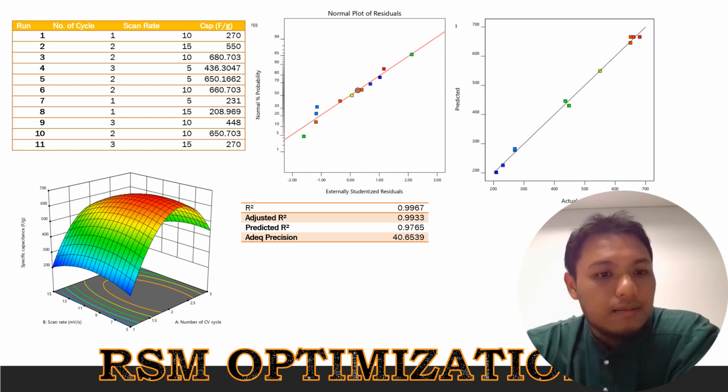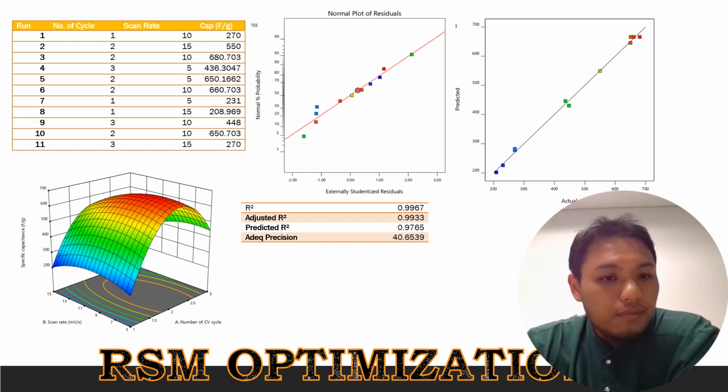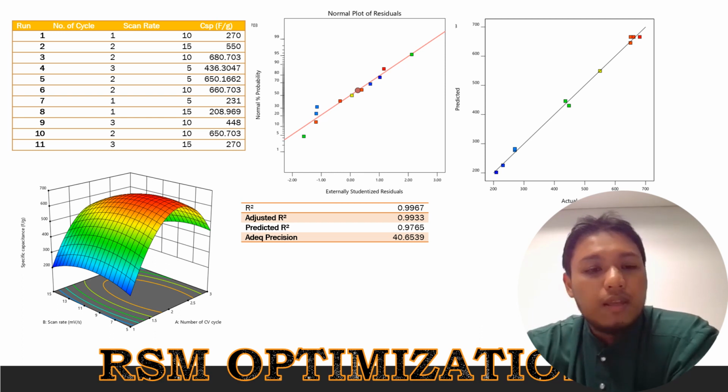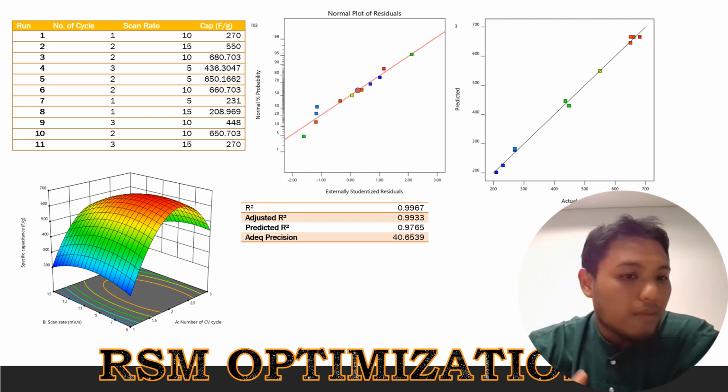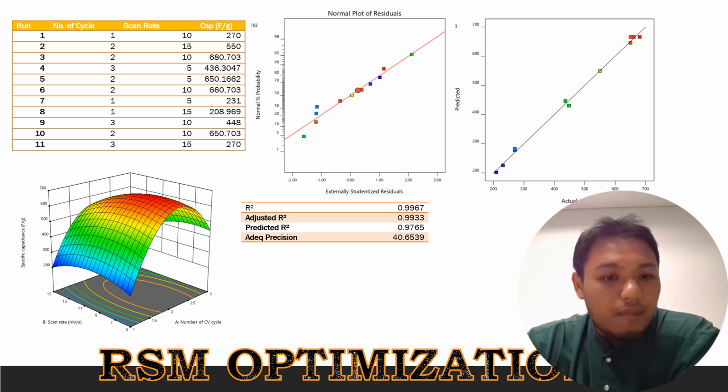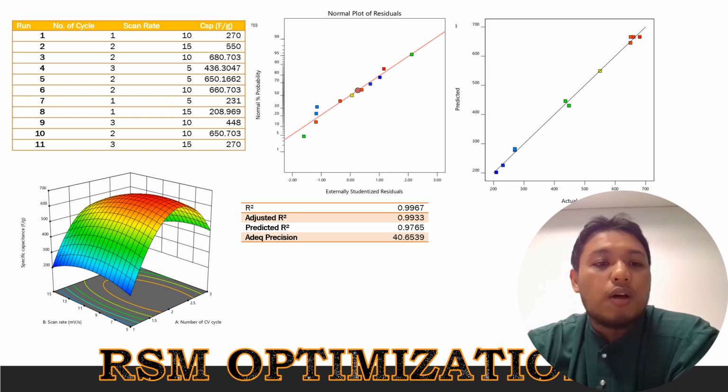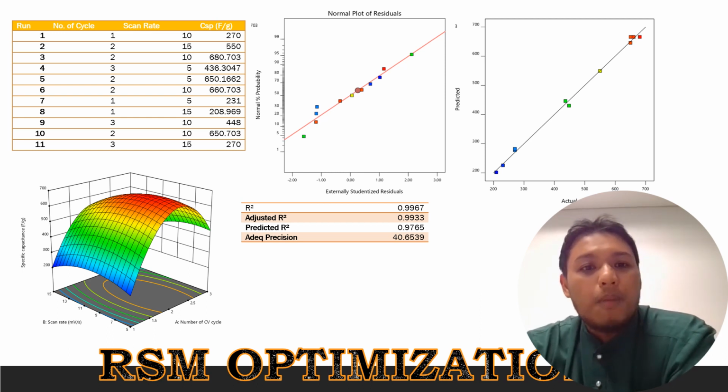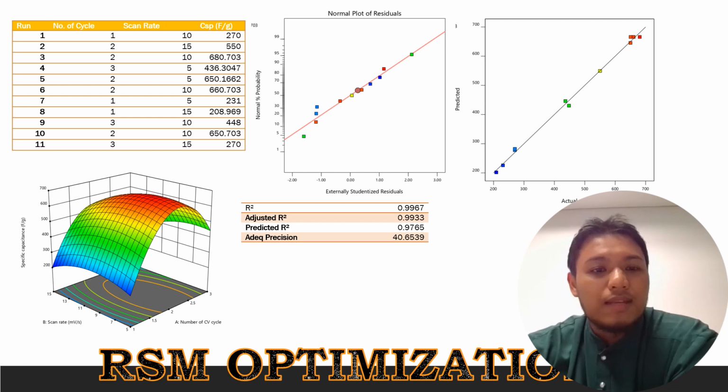And the 3D graph shows the correlation or interaction between each independent parameter and the surface response. As you can see, the y-axis is specific capacitance and the x-axes are scan rate and number of cycles. You can see the more influential parameter is the number of cycles, because the number of cycles plays a role in the amount of specific capacitance the material can hold. At number of cycles 2, we got the maximum specific capacitance compared to number of cycles 1 and 3.